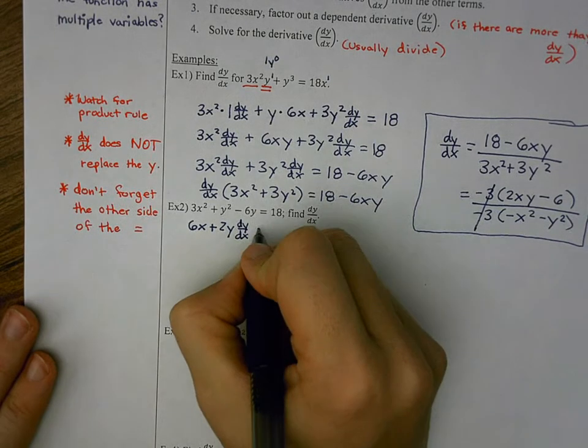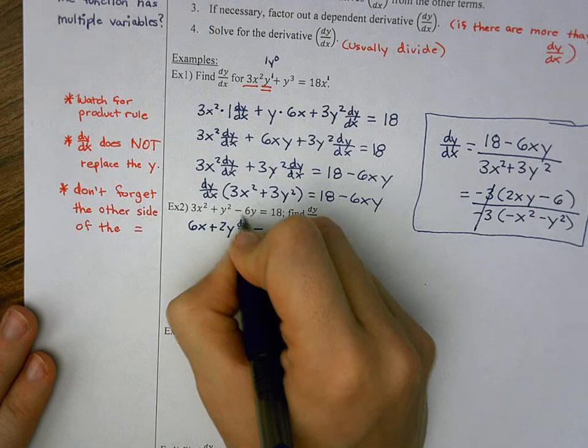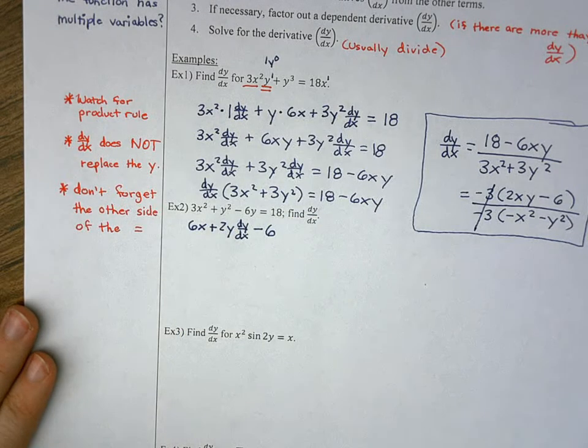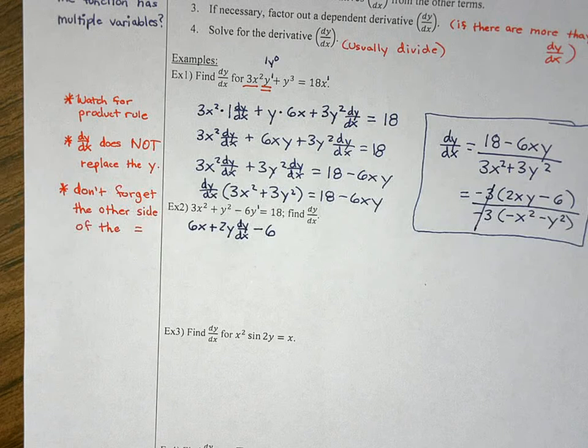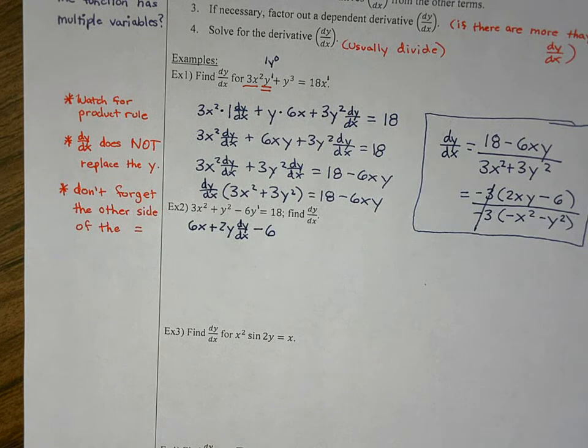Okay? Derivative of 6y would be 6. Right? Because remember, this is y to the first. Bringing that down, subtracting 1 from the exponent, we'd have a 0 in the exponent, which is 1. And so this would just be minus 6.